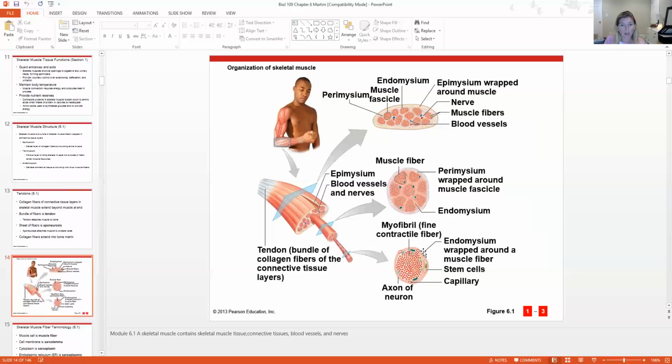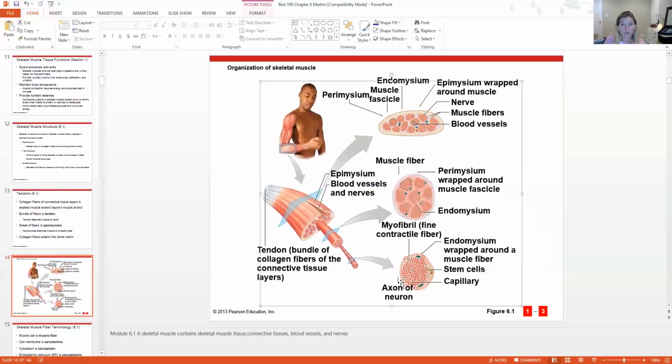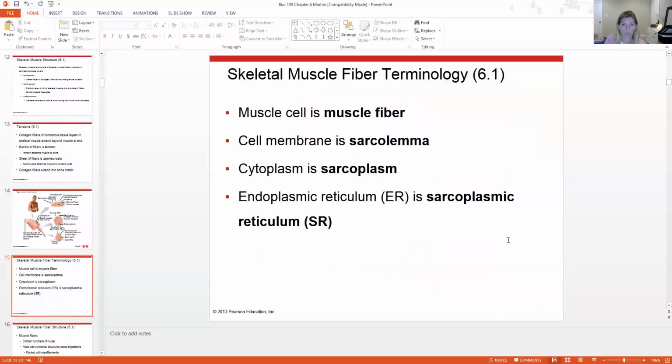Here's where it gets trickier, because in each muscle fiber, or in each muscle cell, there are myofibrils. Myofibrils are the contractile units that are within a muscle fiber. And those have their own function and structure, which we'll talk about later.